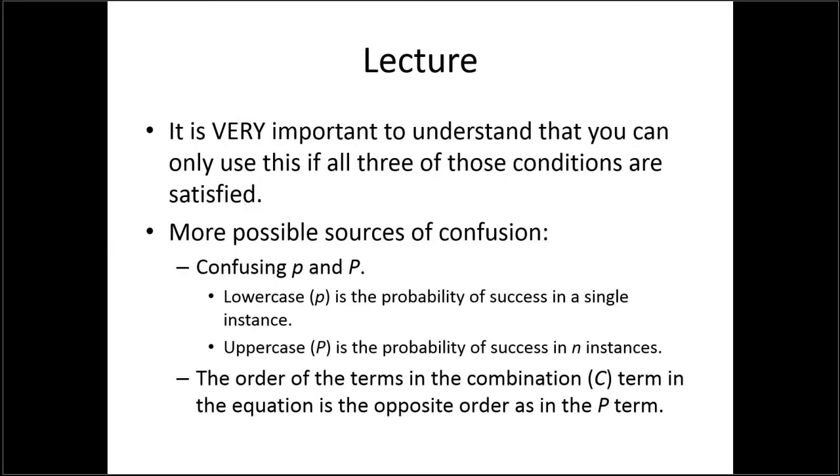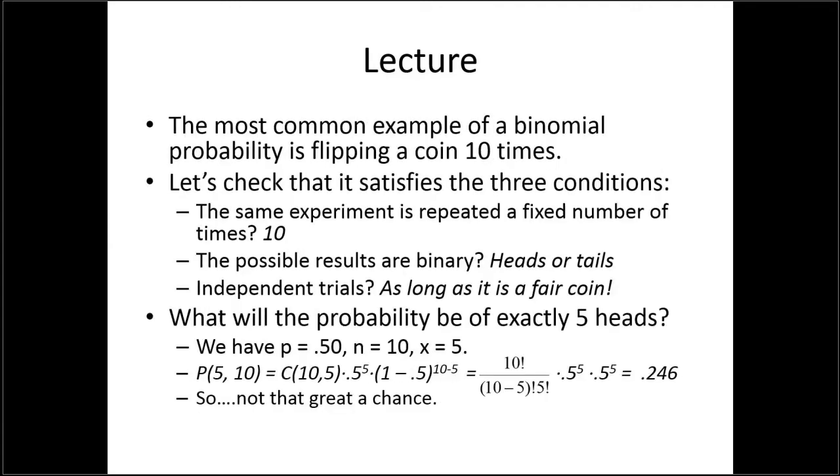Okay, so enough of scaring you with all the bad stuff about this. Let's actually try one. A simple binomial probability is flipping a coin 10 times. Let's check over that it satisfies all of our stipulations. It's repeated a fixed number of times. Beautiful. We're saying we're flipping it 10 times.